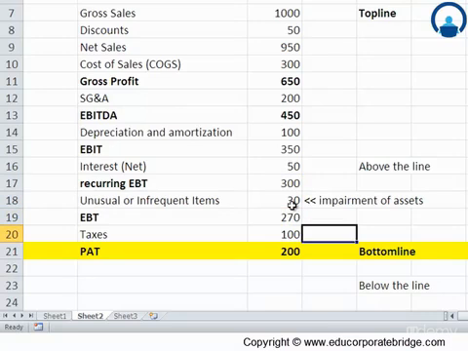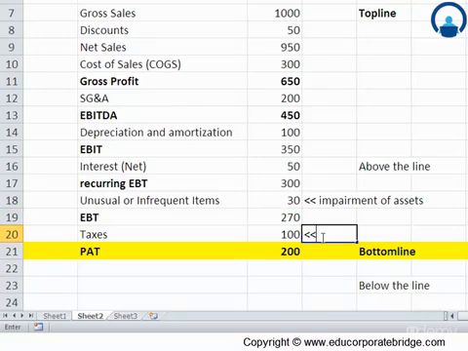Please note here that the taxes have not changed accordingly, because the taxes that you pay essentially are on the earnings before tax. Earlier it was 300, on which we were paying $100 as taxes. Now it is 270. However, the taxes have not automatically adjusted. So I'll keep this 100 as constant for the time being.